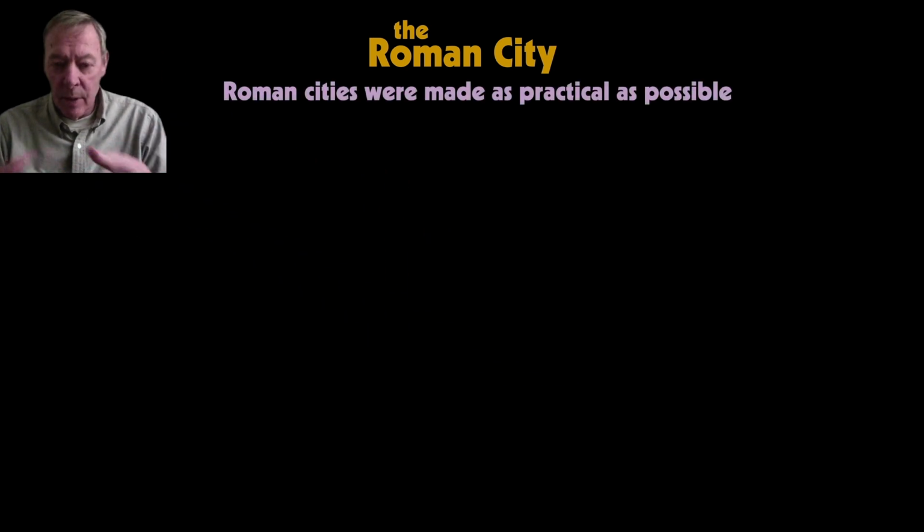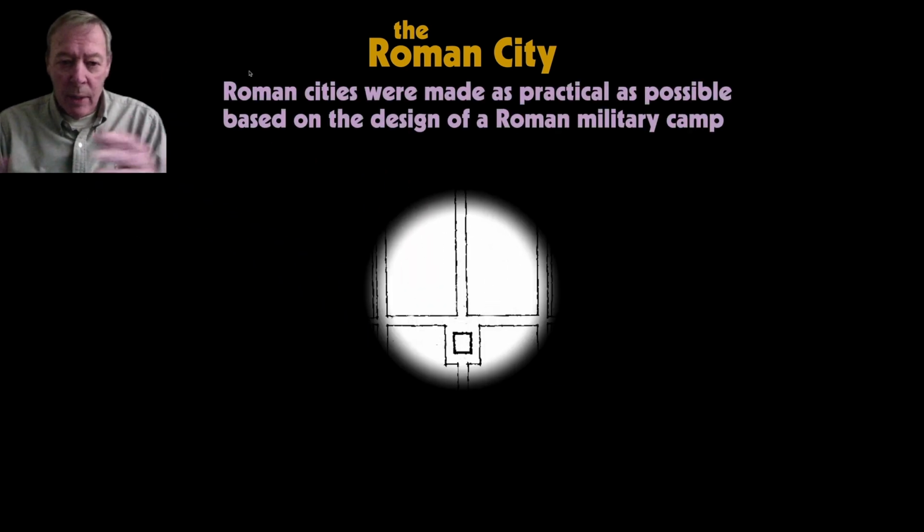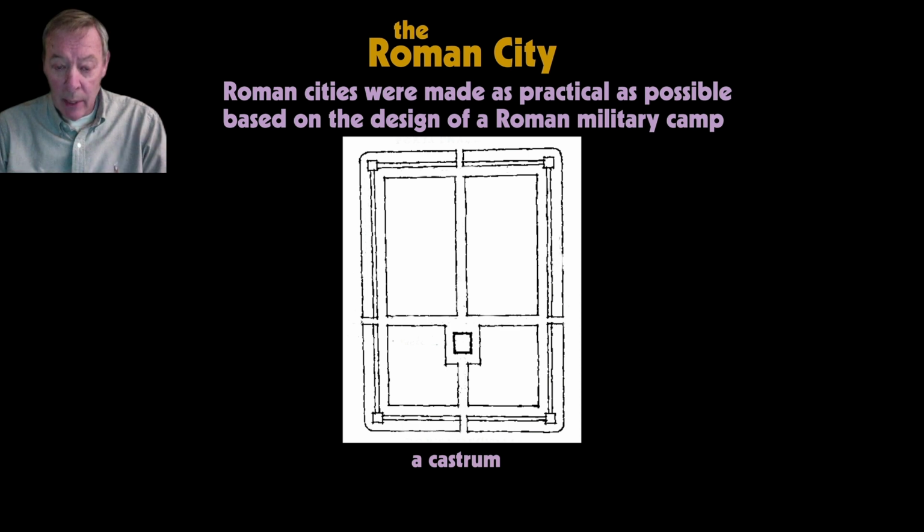So now a look at the Roman city. The Roman city was an example of practicality and convenience. They were based on the design of a Roman military camp.